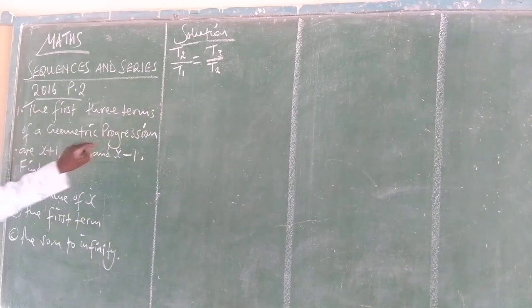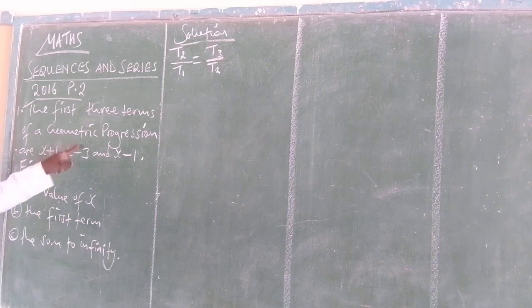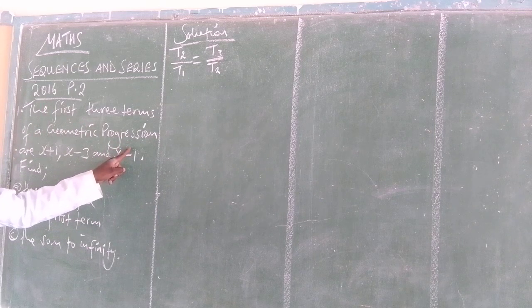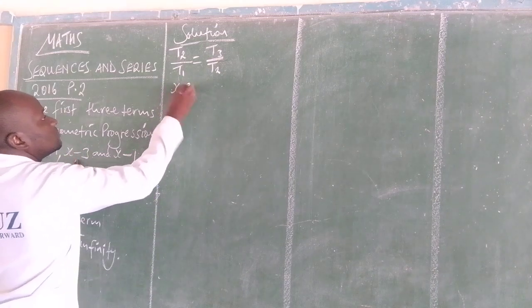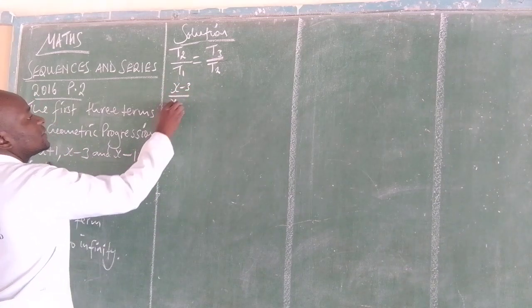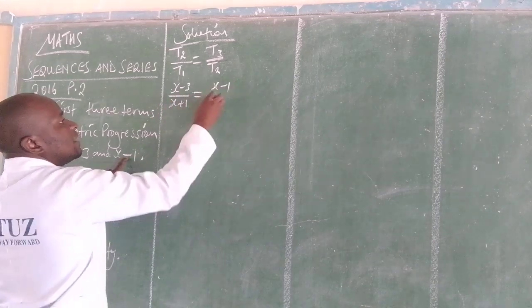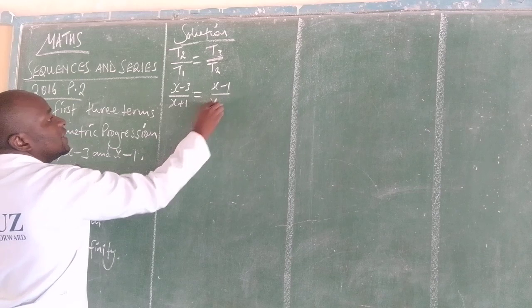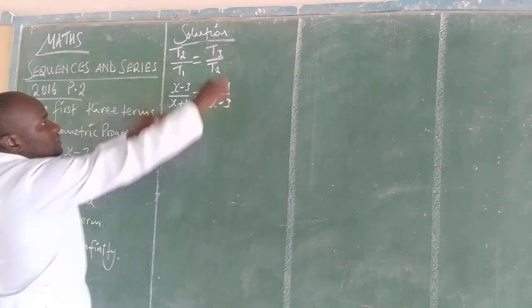Going to our terms, we have the first term, the second term, and the last term, which is the third term. This simply means this divided by this should be equal to that term divided by this term. So we have x minus 3 divided by x plus 1 equal to x minus 1 over x minus 3. Then we cross multiply.